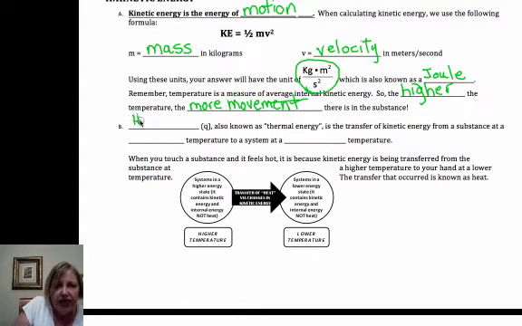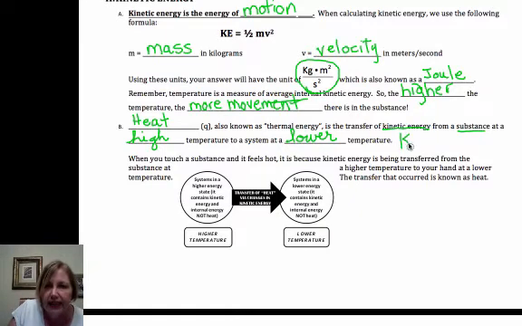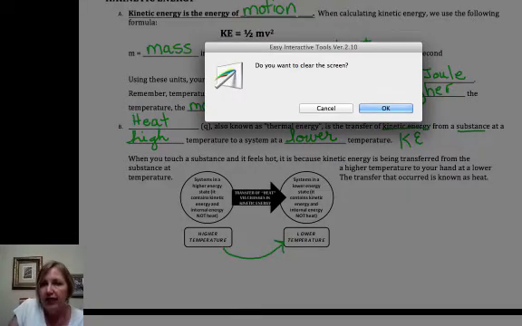Now, heat, also called thermal energy, is the transfer of kinetic energy from a substance at a higher temperature or higher average kinetic energy to a system that's at a lower temperature or lower kinetic energy. Okay? Now, when you touch a beaker that's exothermic, we've talked about this already, it gets warm because the kinetic energy is being transferred from the substance to the beaker to your hand. And so that heat transfer is felt as systems at high temperature transfer heat via collisions and changes in kinetic energy to systems at a lower kinetic energy. Okay, so we're getting kind of to the heart of this.